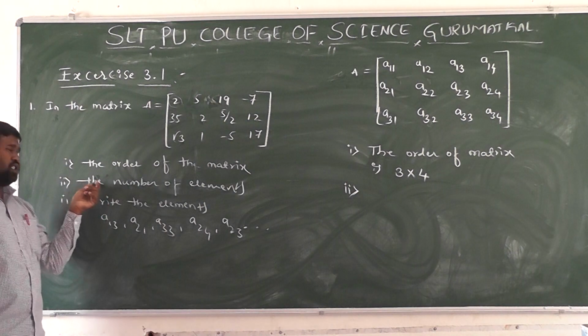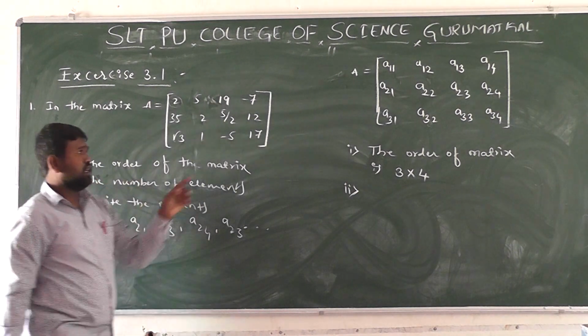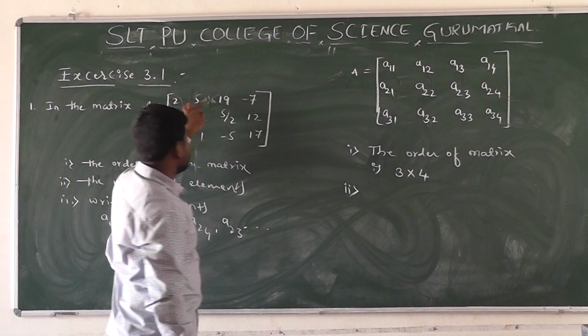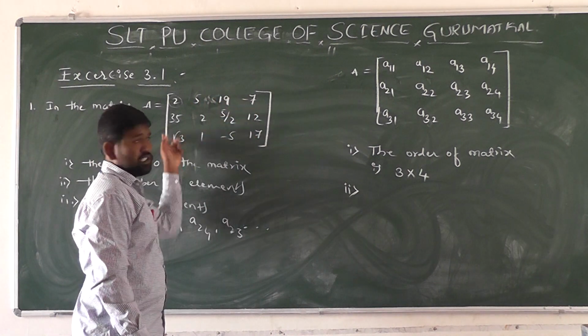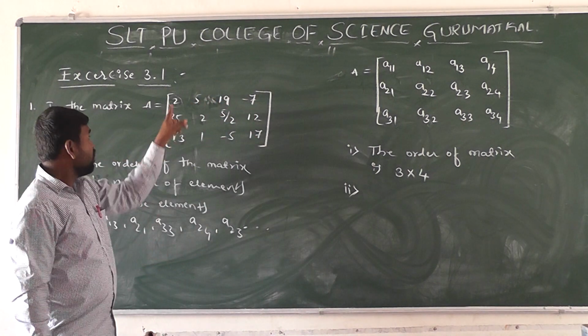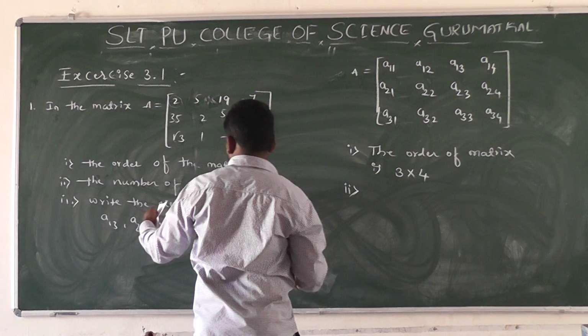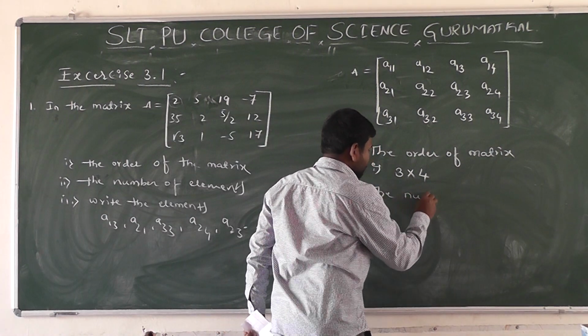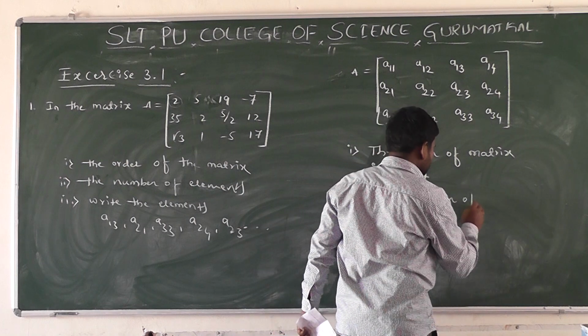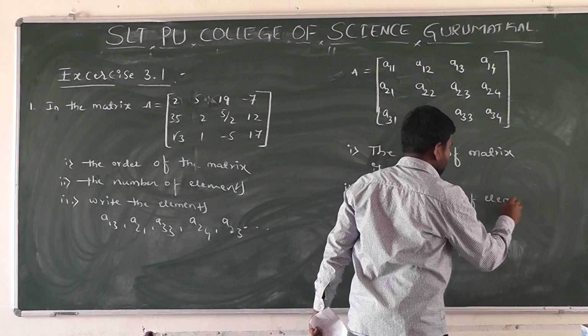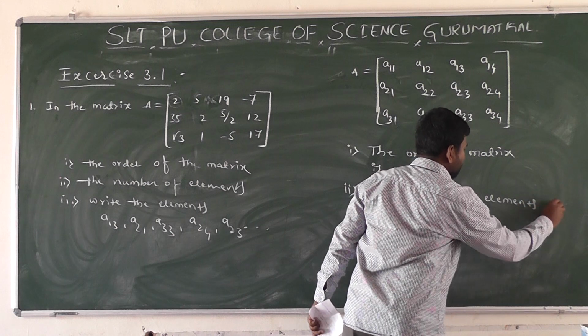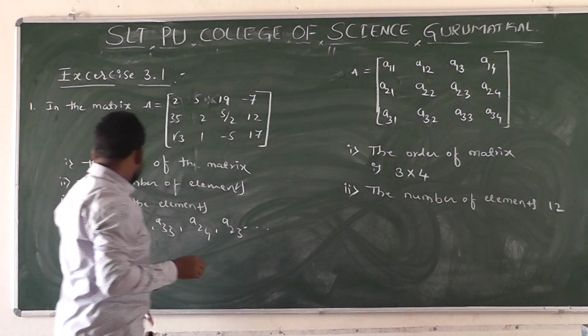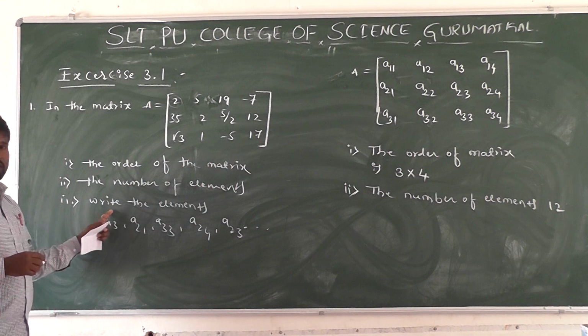Next, the second question: the number of elements. These are called the elements here. Totally, how many elements are there? The number of elements is 12. Next, third: write the elements of A13.